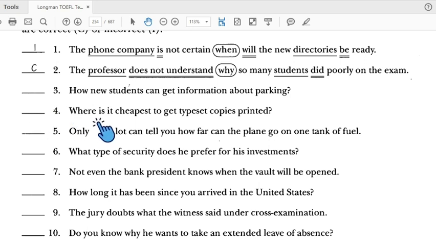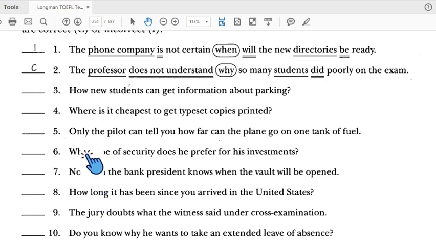Number 3 is incorrect. Number 4, it's a question. So after the question word there is be, okay, good, and then the subject. It means that number 4 is correct. It's very easy.